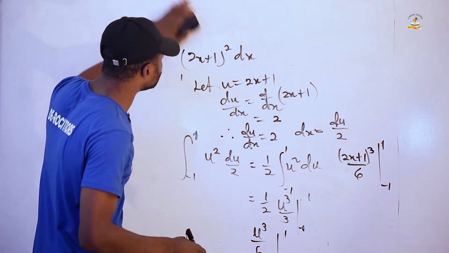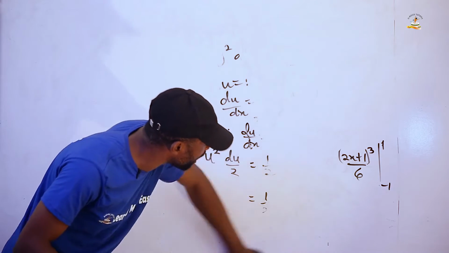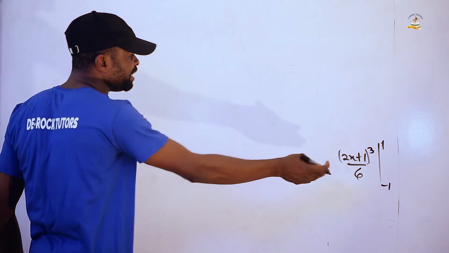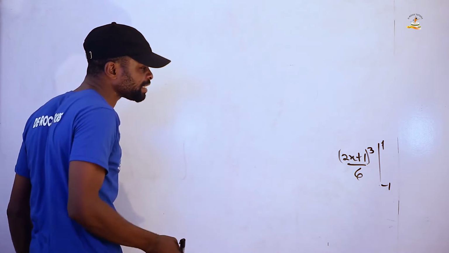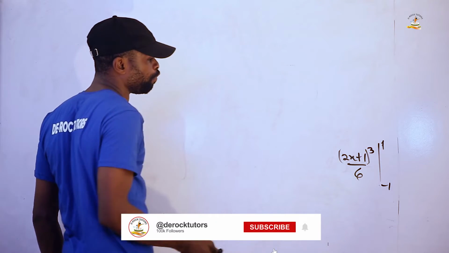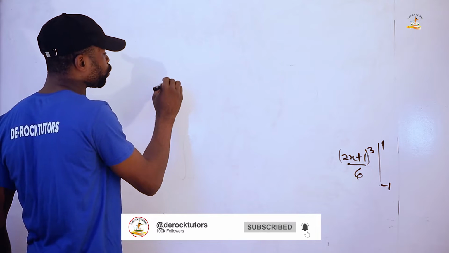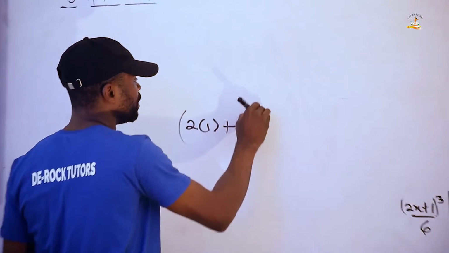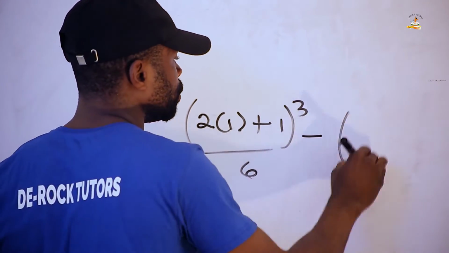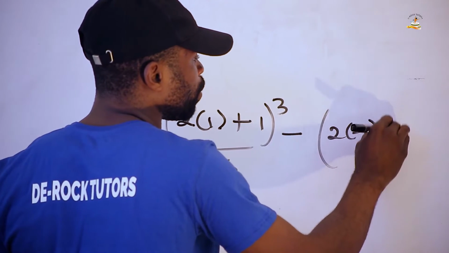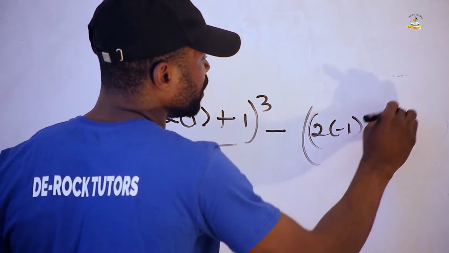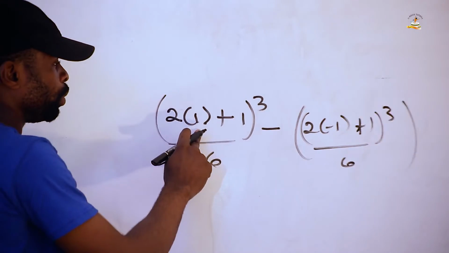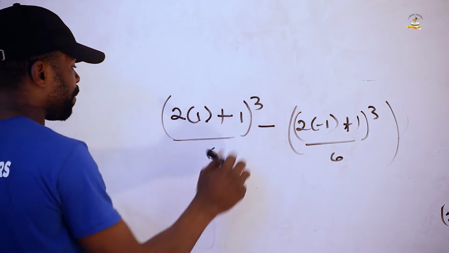So we are now going to substitute the upper and the lower boundaries to have our numerical value. You subtract the value at the lower limit from the value at the upper limit. So you put x equal to 1 first. It becomes (2 times 1 plus 1) everything raised to power 3 over 6, minus (2 times -1 plus 1) everything raised to power 3 over 6. So here we have 2 times 1, which is 2, plus 1, that is 3. 3 raised to power 3 is 27.